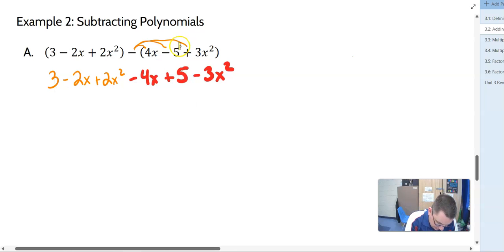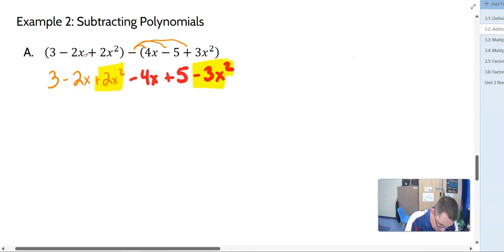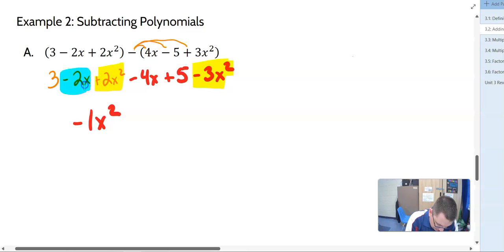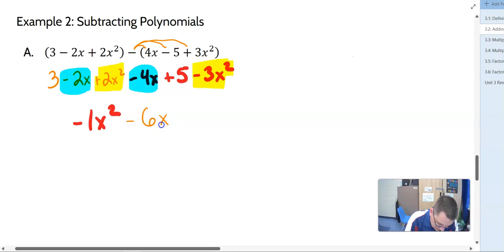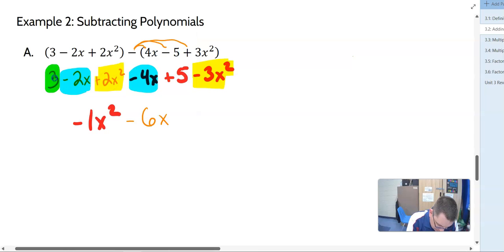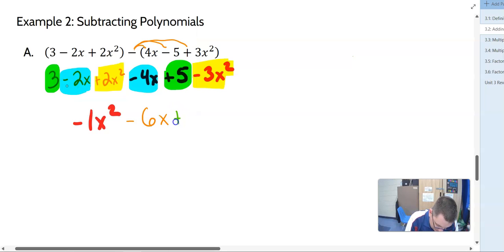And so again, you can highlight, you can underline, do something to identify these like terms. Well, our highest power is 2, so I've got a 2x squared minus 3x squared. And so that's going to give us a negative 1x squared. We'll go on to our x terms. And so I've got a negative 2x and a negative 4x. So negative 2 minus 4 is going to give us negative 6x. And then finally, going on to the constants, we've got 3 and we've got plus 5. So 3 plus 5 is 8.